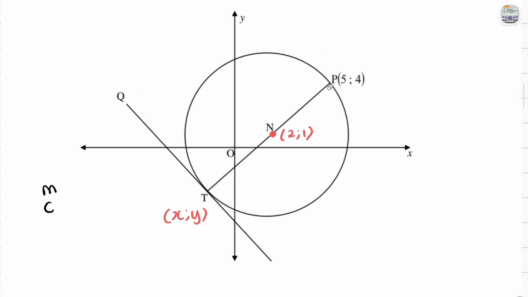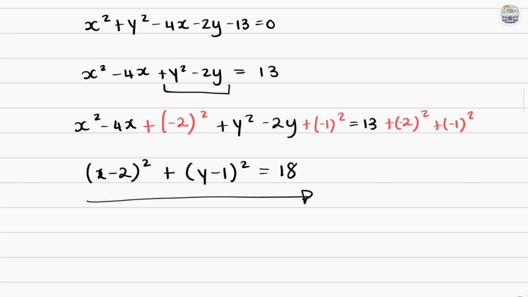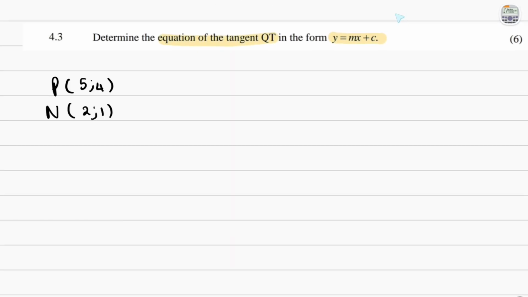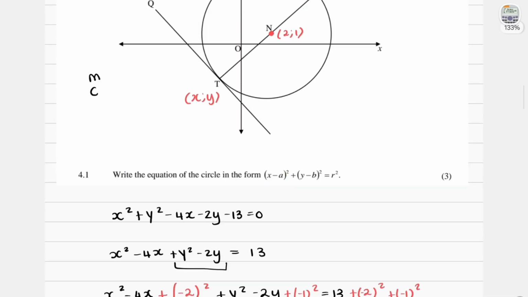So we'll find the gradient of this line, PN. So P and N, let's write that down. The gradient of this line is y2 minus y1 over x2 minus x1. So that's 4 minus 1 over 5 minus 2. 4 minus 1 is 3, 5 minus 2 is also 3. So that's 1. The gradient is 1. Now we have the gradient. All we need is T. So let's find T.